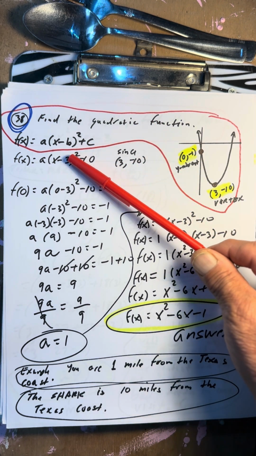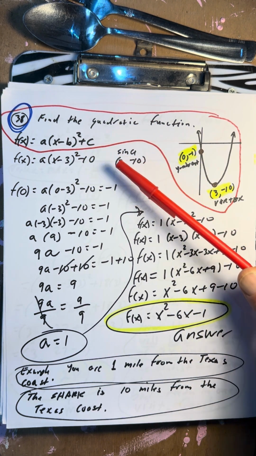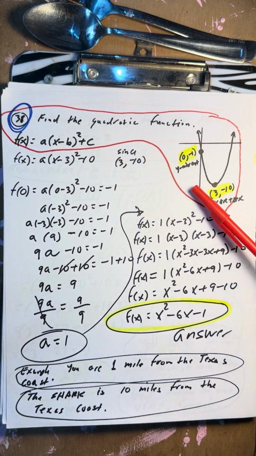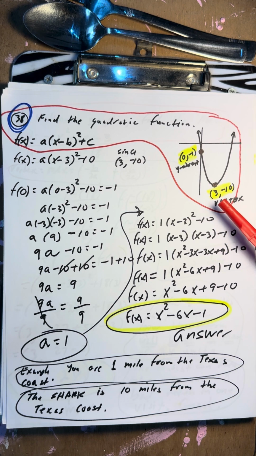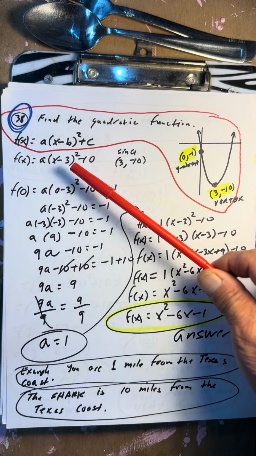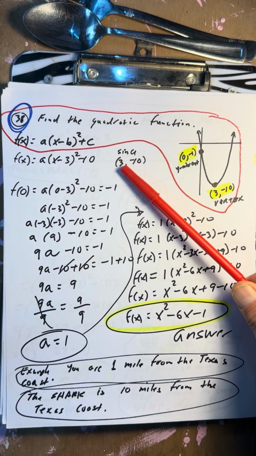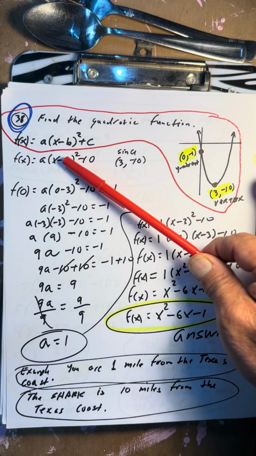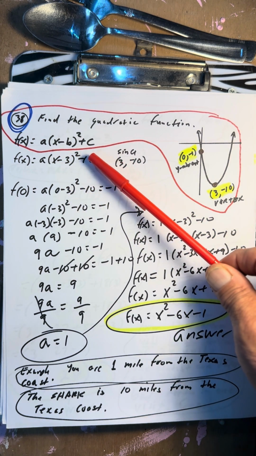So put 3 in here. You should get negative 10, right? So if I put 3 in there, I should get negative 10. So let's see what we have. At 3, you put a 3 in there, you're going to get negative 10. Is that true? So that means that this has to be a negative 3 in there, and then the 10's out here.